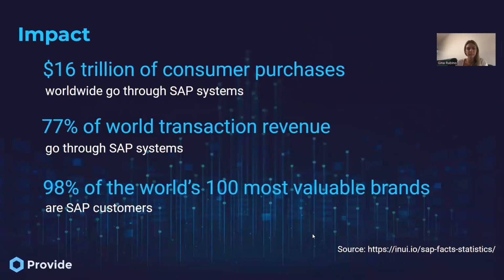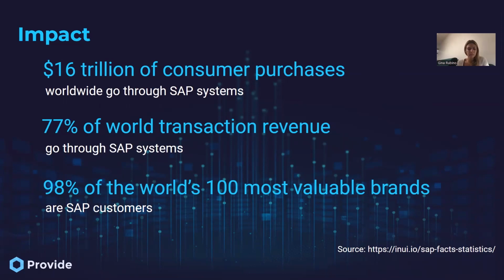So if we look here, let's reflect on the impact of this, because if you're not familiar with SAP, it has tremendous impact in the world of commerce. Over 16 trillion dollars of consumer purchases go direct to SAP. Even though it's primarily a finance system, a lot of order management takes place out of SAP directly. 77% of the world's transaction revenue. So these Fortune 500s, when they do bank settlements, they're initiated by SAP.